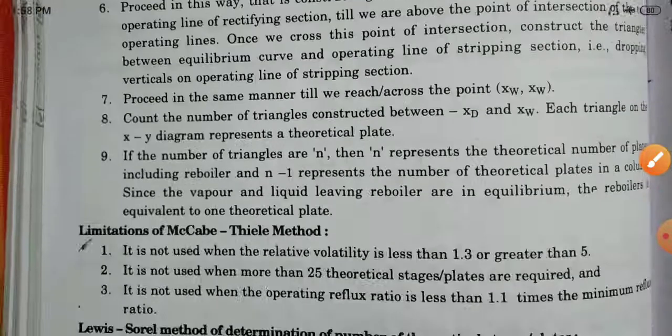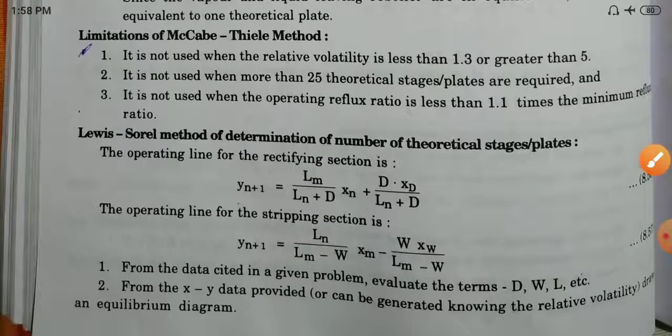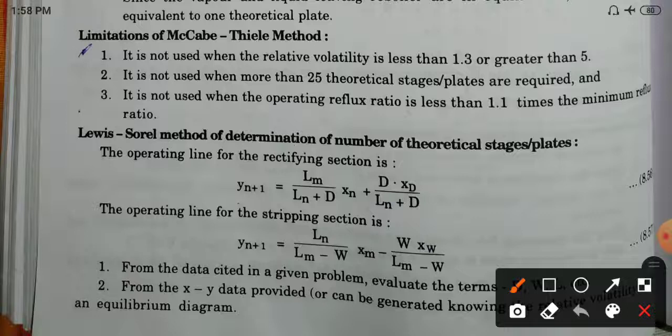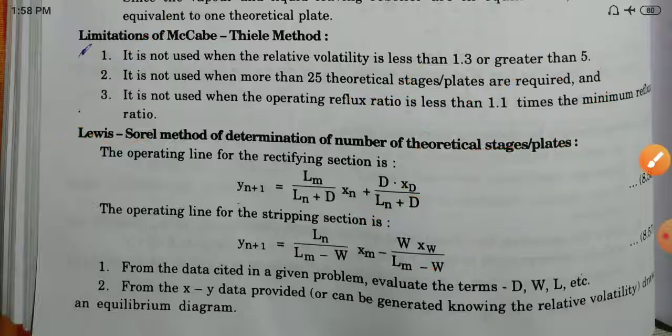Okay, on that basis we saw its limitations. There are 3 limitations. The first one, it is not used for relative volatility alpha values that are different, less than 1.3 and greater than 5. It is not used when more than 25 theoretical stages. Okay, it is not used when the operating reflux ratio is less than 1.1 times the minimum reflux ratio.